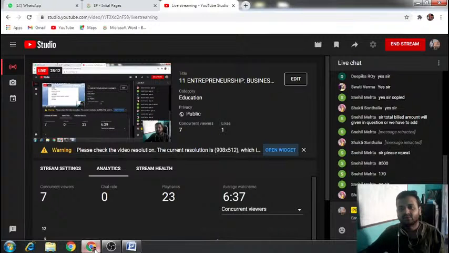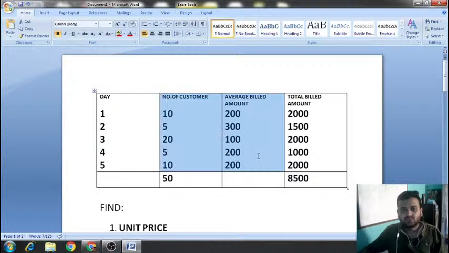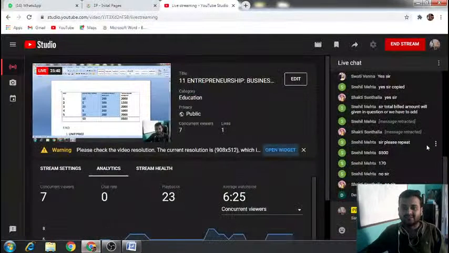Total billed amount will be given? No, Snehil, your average billed amount will be given. See, this column will be given, average billed amount and number of customers. These two columns will be given. See, I've colored these portions. Now you have to find out this column, total billed amount, like we calculated. Through that only you will find out unit price, unit cost, and your gross profit margin.